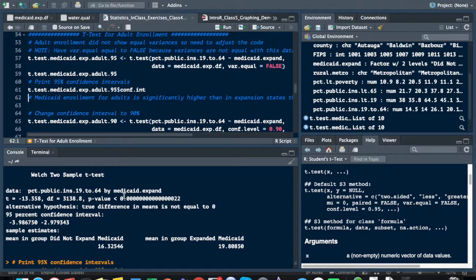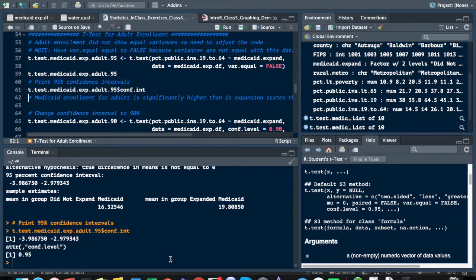But you're seeing that the mean of the adults on Medicaid is almost 20% in states that expanded Medicaid. It's about 16% in the states that did not. That's because their thresholds for your income are lower. And I believe it's still only 12% in Missouri, which is where I just came from. So you have to basically have no assets at all in order to qualify.